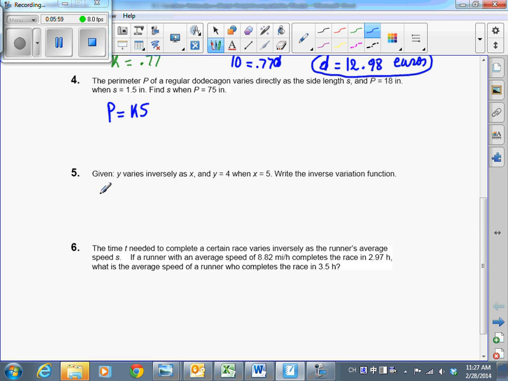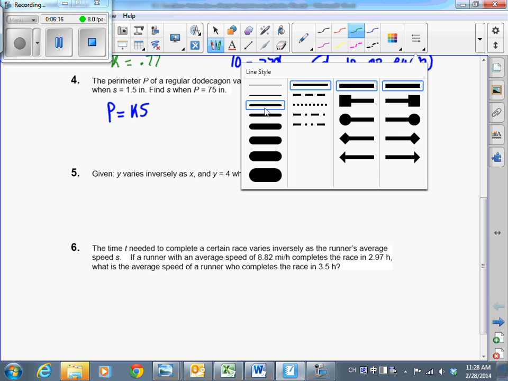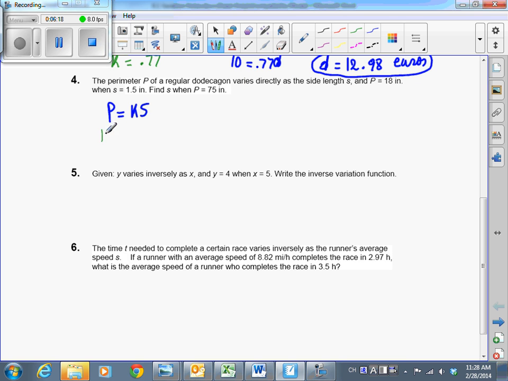Usually, what letter do we usually use for the length? L, but here they call it s. You better use s as they call it, because if you put L, I will not know what you're talking about. So I know P is equal to ks. And P is equal to 18. So I will go ahead and plug in 18 for P. I will say 18 is equal to k times 1.5. So go ahead and divide 18 by 1.5. You get k is equal to 12.